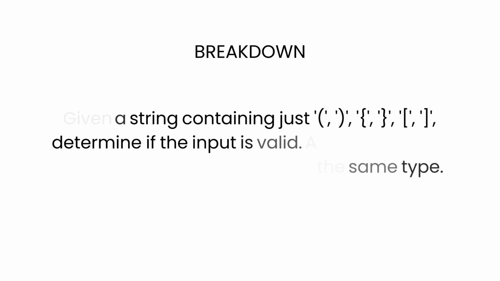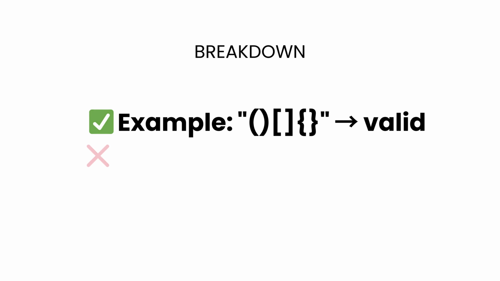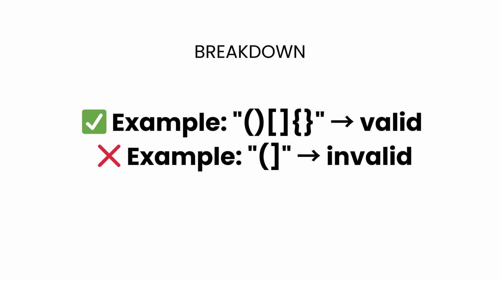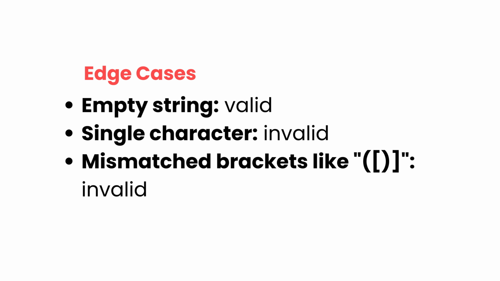Given a string containing just brackets, determine if the input is valid. A string is valid if open brackets are closed by the same type. Open brackets are closed in the correct order. For example, valid ones are accepted, while invalid ones are not. Edge cases: empty strings, single characters, or mismatched brackets.